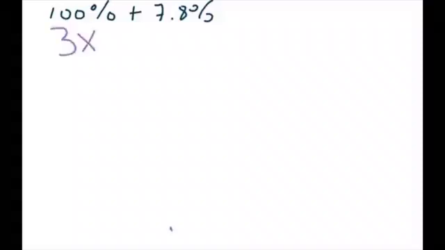Okay, remember that we have 100% cost of the shirts plus the sales tax, which is 7.8%. Okay, so the cost of 3 shirts is 3x. Plus the sales tax is 0.078 times 3x. So that's how much Jeff is spending for the shirts.